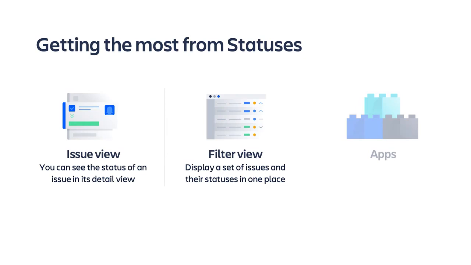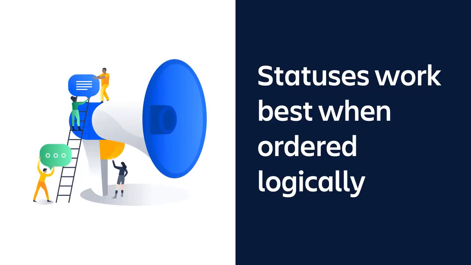You can then add this filter to a dashboard using the Filter Results gadget. Many apps use statuses for various project statistics. For example, to see the percentage of completed issues in a project. When building a workflow, statuses need to have a logical order that is easy to understand for every user.